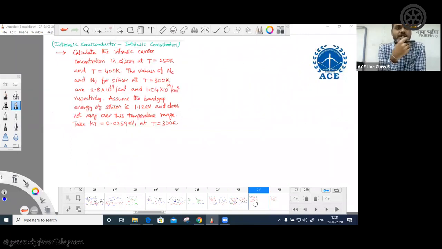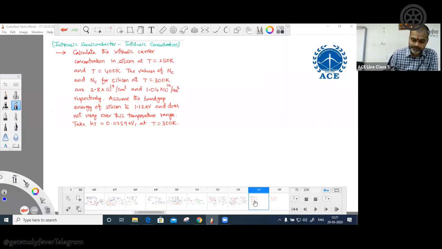So what you need to find out here is to calculate the intrinsic carrier concentration in silicon at 250 Kelvin and 400 Kelvin. Not at 300, but 300 they are going to give the value. Now, the values of NC and NV for silicon are given at 300 Kelvin. Assume the band gap energy of silicon is given, and it is not varying with respect to temperature. It has very clearly mentioned here. Because energy gap also changes with temperature, so it will be complicated. So that's why it is given as a constant, and kT value is also given.